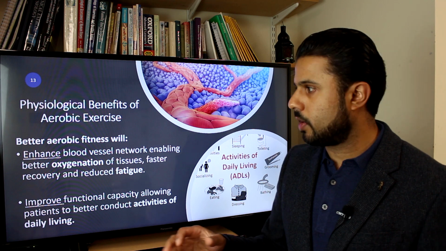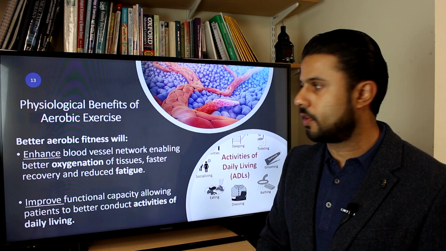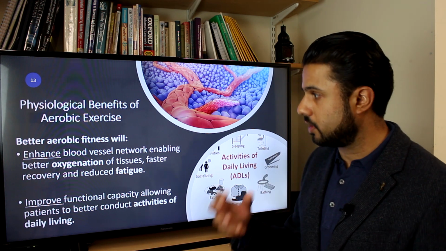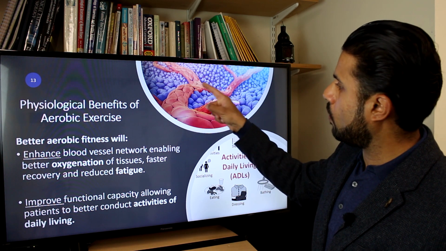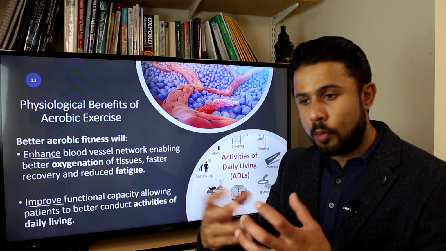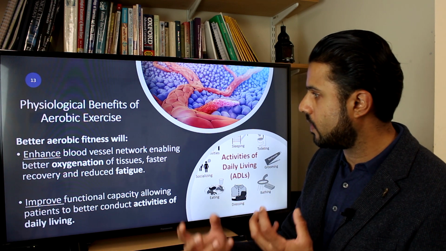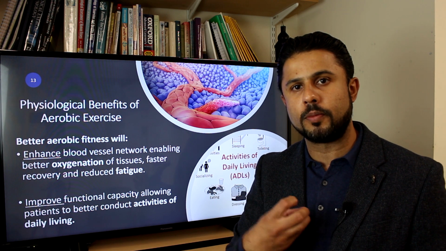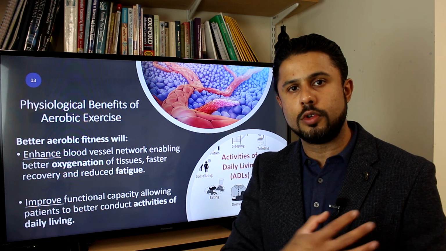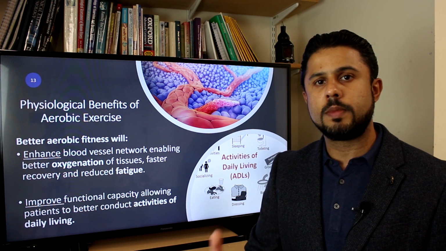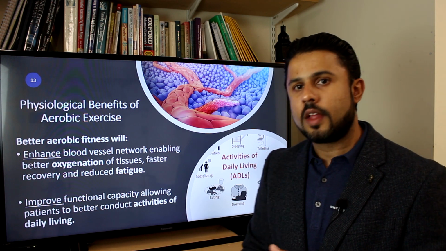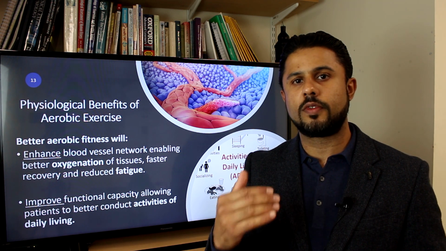The good thing is, in terms of the physiological benefits of aerobic exercise, if you start taking part in aerobic exercise and you stick with it, you will get what we call angiogenesis. So you'll get more networking of blood vessels. New blood vessels will start to be created, and what that means is that when your heart pumps, you'll get more of that blood to all of the tissues in your body, which means better perfusion or oxygenation of that tissue. That basically means you're less likely to suffer from fatigue.